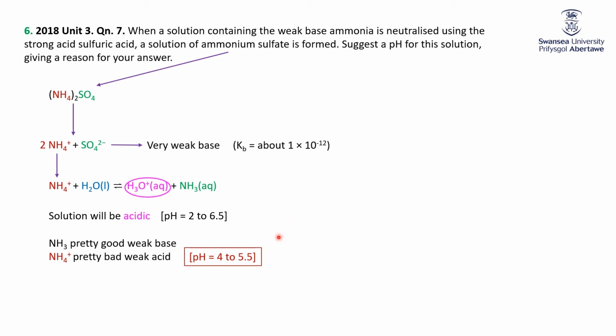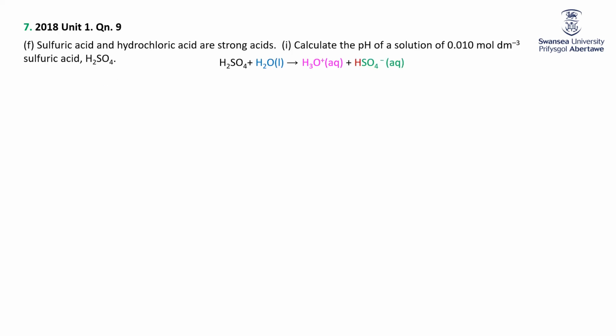Okay, now different teachers will teach you different assumptions to make in terms of the pH, but this I would hope would garner you full points from the A-level board. Whether you garner full marks for this question, if you do it correctly, depends upon how alert and astute the marker is. Sulfuric acid and hydrochloric acid are strong acids. Can't quibble with that. Calculate the pH of a solution of 0.010 moles per cubic decimeter sulfuric acid, H2SO4.